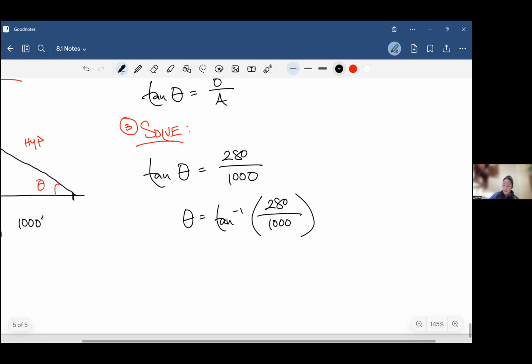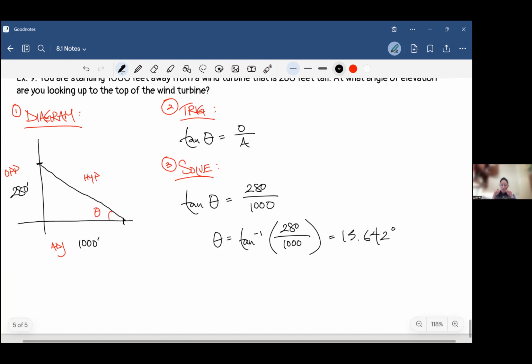Once we get this, we're going to find that button on our calculator. We're going to type all of this in, and we should end up with 15.642 degrees. Okay, that means that as you're standing in front of this wind turbine, you're looking up at about 15 degrees, and that's where you see the top of that wind turbine.